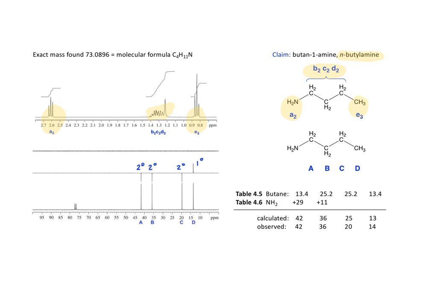We can then use the baseline values from table 4.5 for butane, and then apply a correction value from table 4.6 for the amino group at the alpha and beta positions. Once again, these line up fairly closely between calculated and observed, the one exception perhaps being the gamma position, which is more shielded in butylamine than it is for the corresponding position in butane.